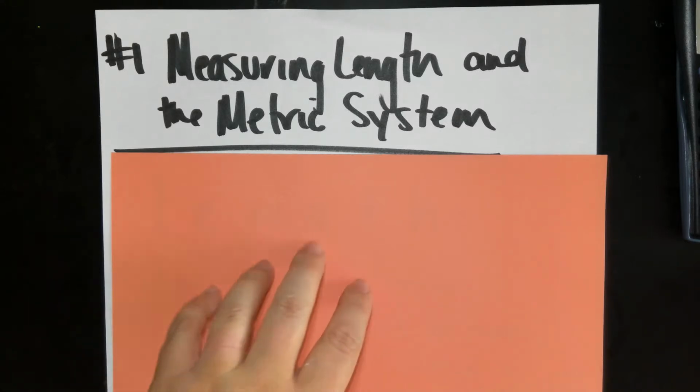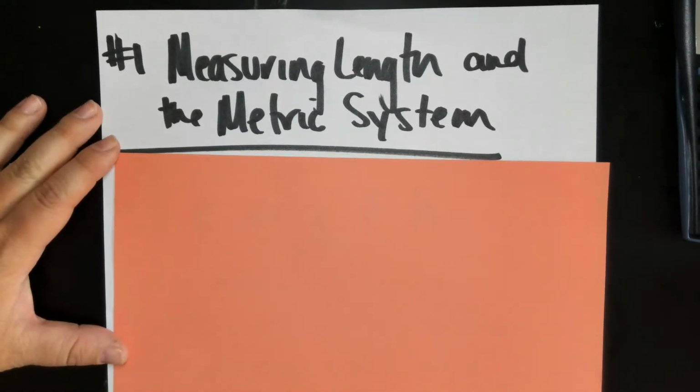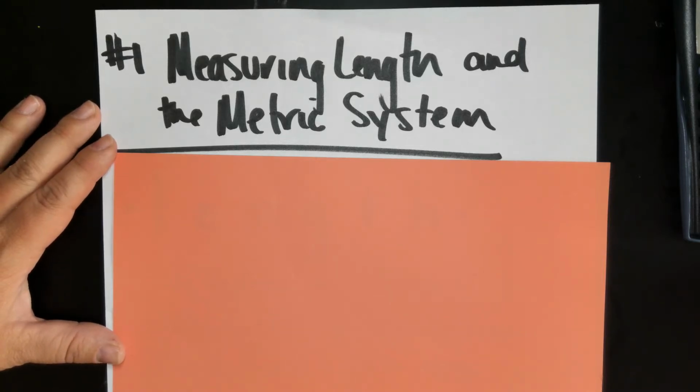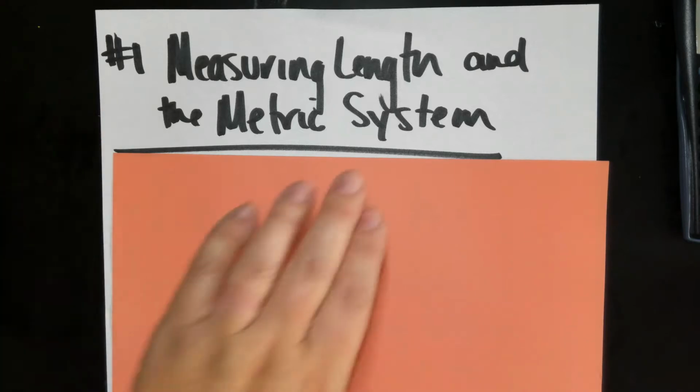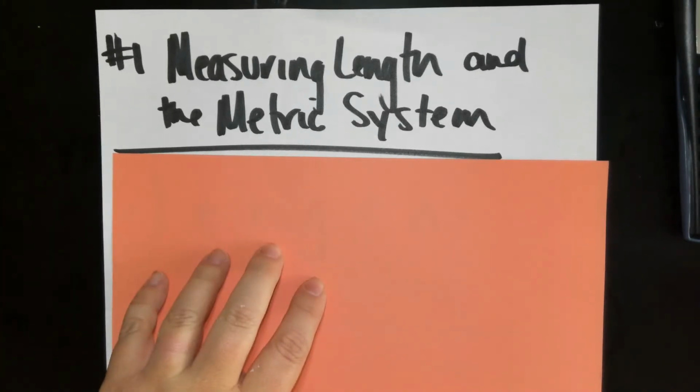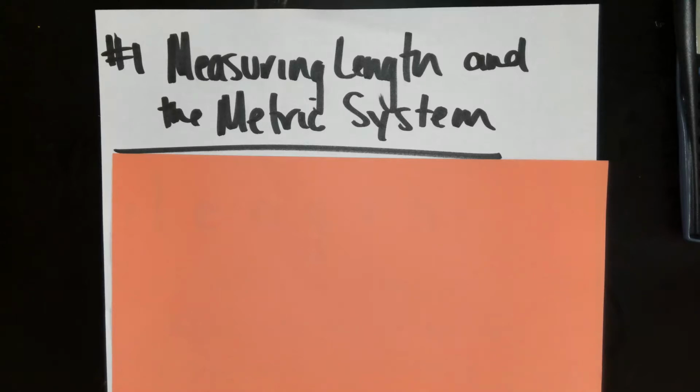So I'm going to be doing this with my document camera as opposed to a normal PowerPoint that I go through. Okay, so the first portion of our measurement unit is measuring length and the metric system. The metric system is best to be introduced, I feel, here in the very beginning because we will do conversions throughout the rest of the course.